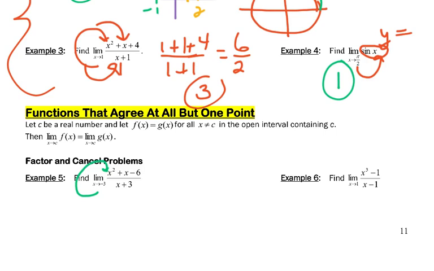Now notice when I take the limit on the top, I'm going to get a 9 minus 3 minus 6. I get a 0. When I do it on the bottom, I also get a 0. 0 over 0 is no good. It's called an indeterminate form.